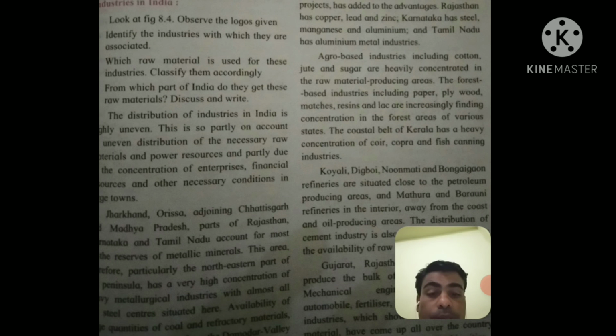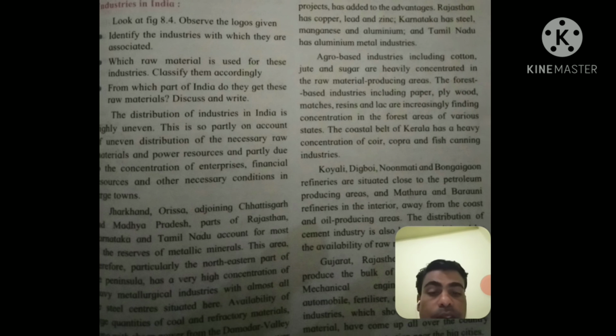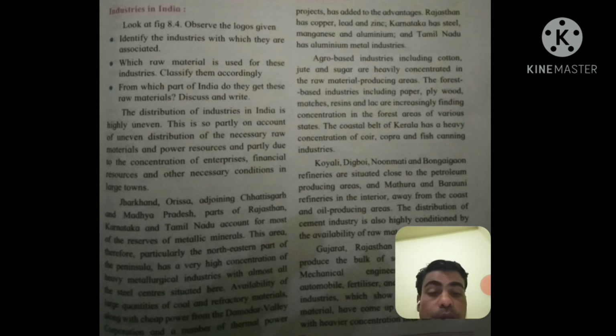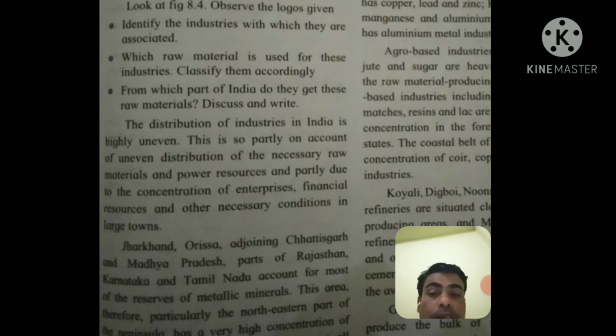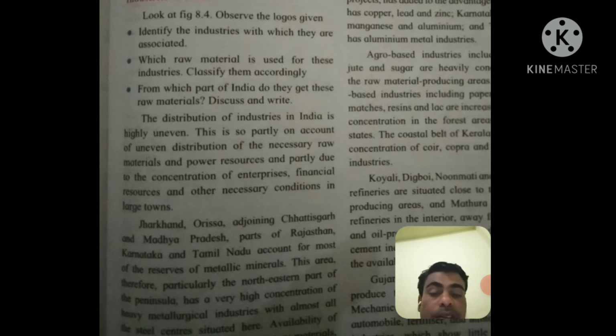Mathura and Barauni refineries are in the interior away from the coast and oil producing areas also. So the distribution of the cement industry is also highly conditioned by the availability of raw material. So in this way we see the distribution of industry in India.